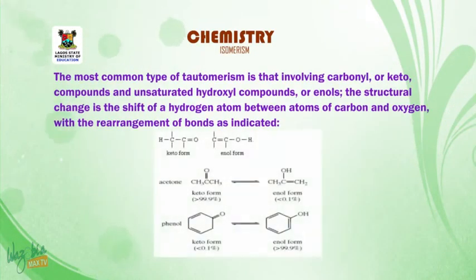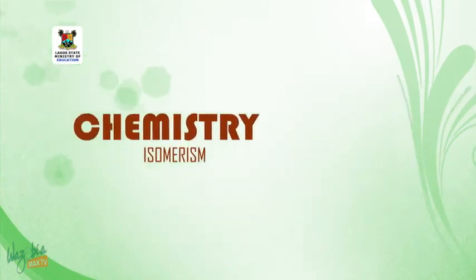The most common type of tautomerism is that involving a carbonyl or keto compound and an unsaturated hydroxyl compound or enol. So the structural change is the shift of a hydrogen atom between atoms of carbon and oxygen with the rearrangement of bonds. So I will see you again.